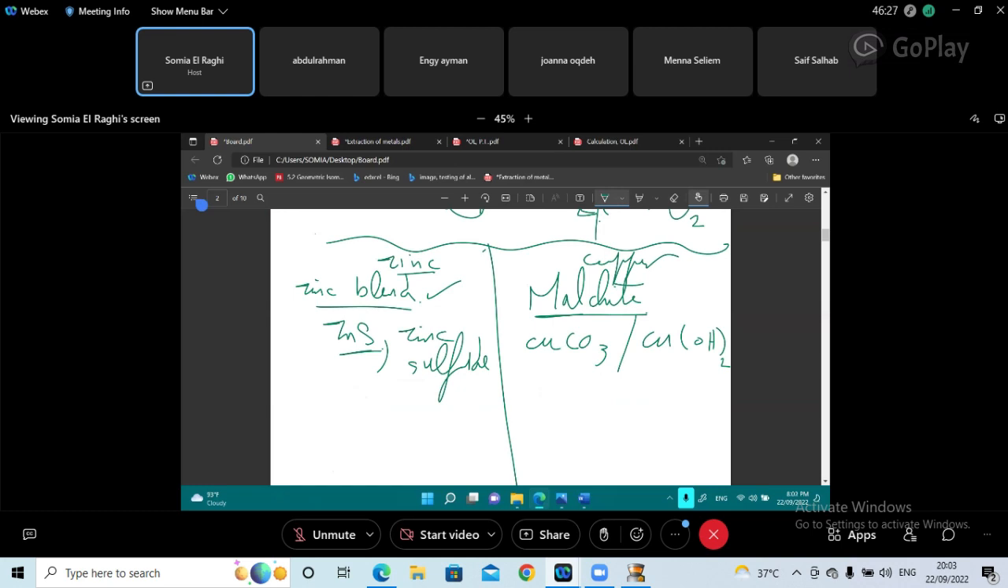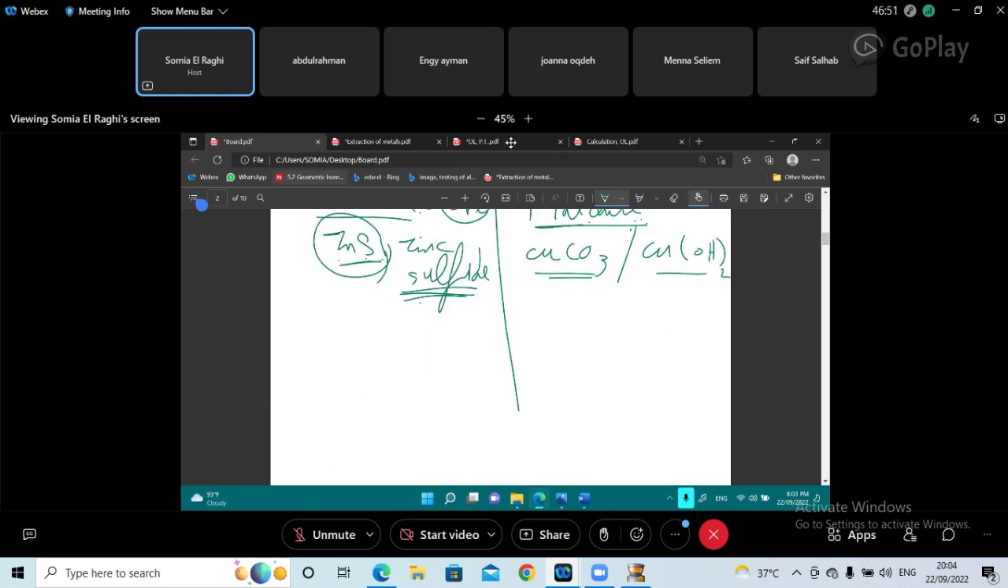Okay, again, I repeat. The name of the ore of zinc, zinc blende. The name of the ore of copper, malachite. Zinc blende is ZnS, which is zinc sulfide. With this one, copper carbonate or copper hydroxide. Why do I explain both together? Because it's the same way. First step, it is roasting. What is the meaning of roasting?